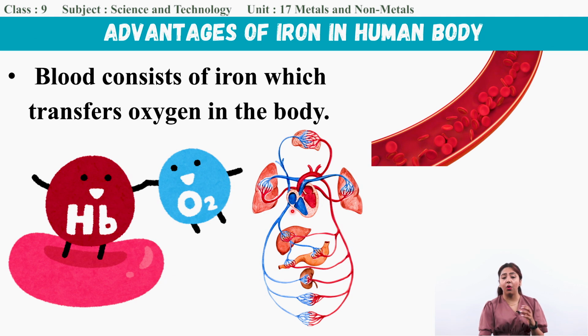So oxygen that is taken in from the lungs reaches the heart, then it is supplied to the entire body, and again back to the heart, then to the lungs. So we can say that blood that contains iron present inside the hemoglobin helps to transfer oxygen throughout the body.